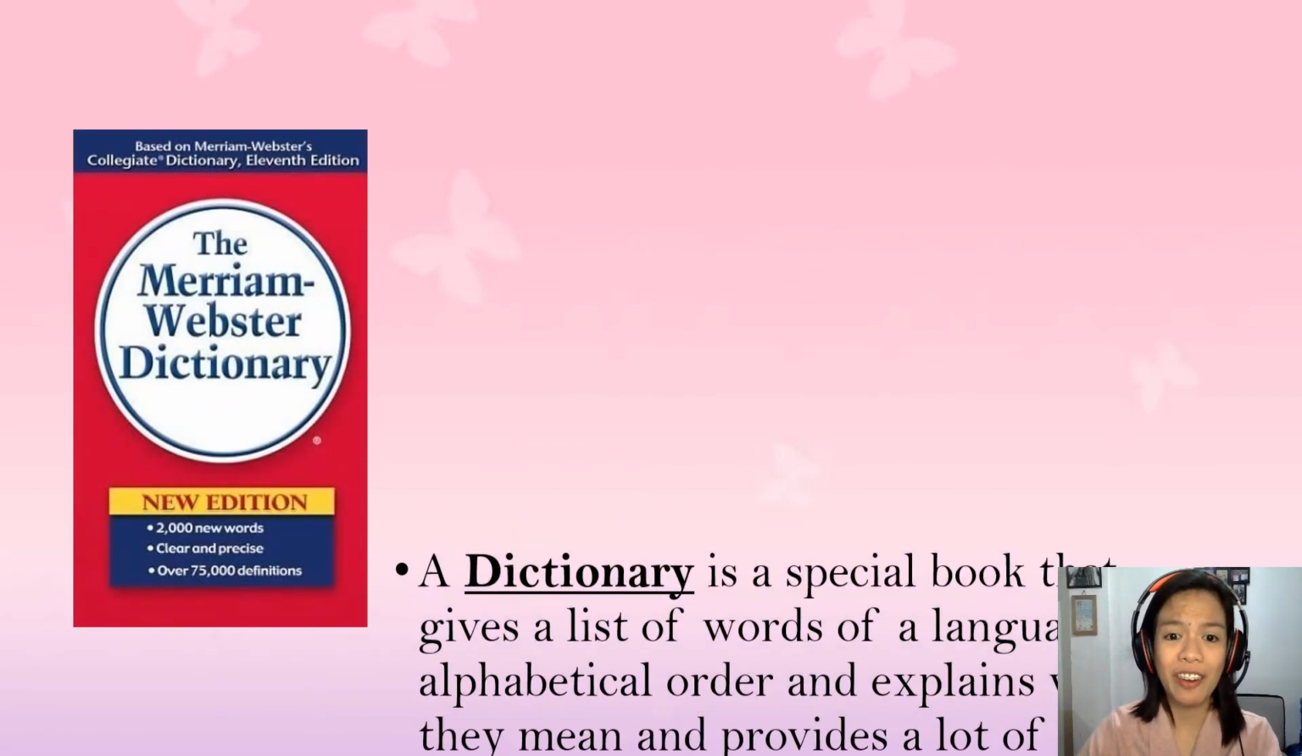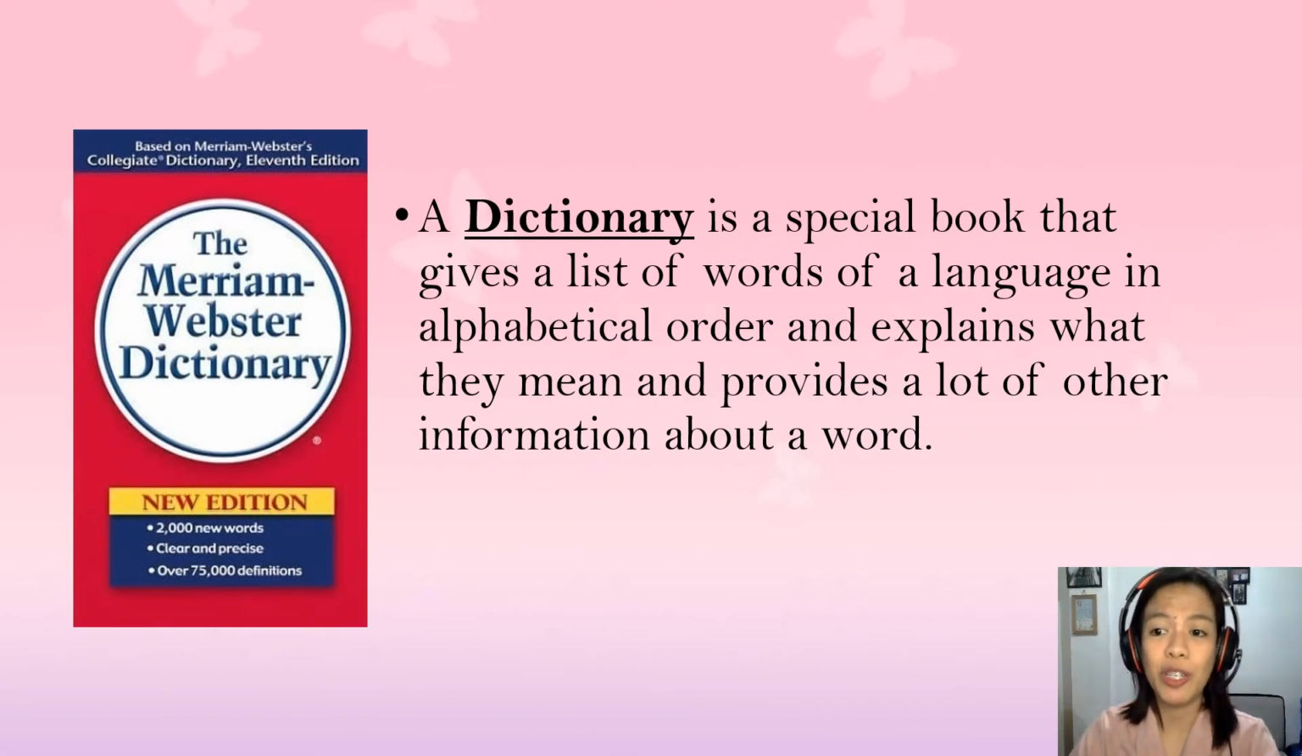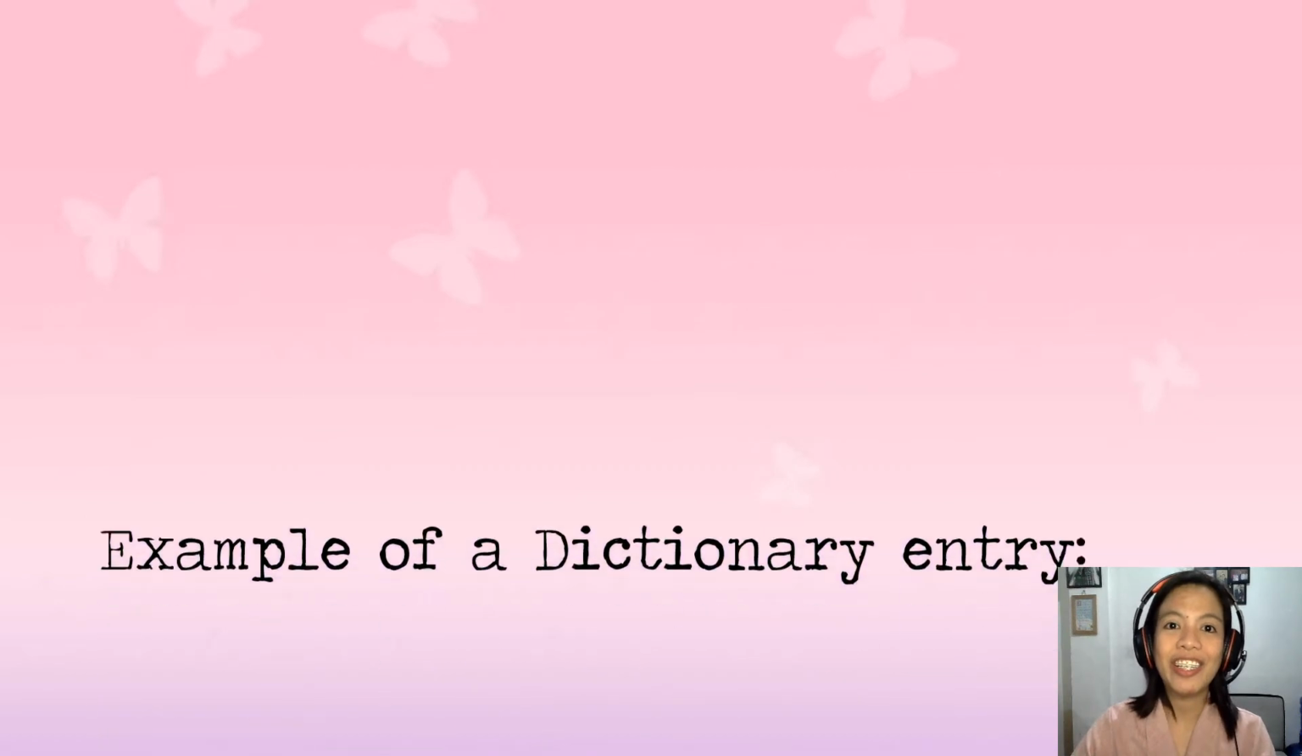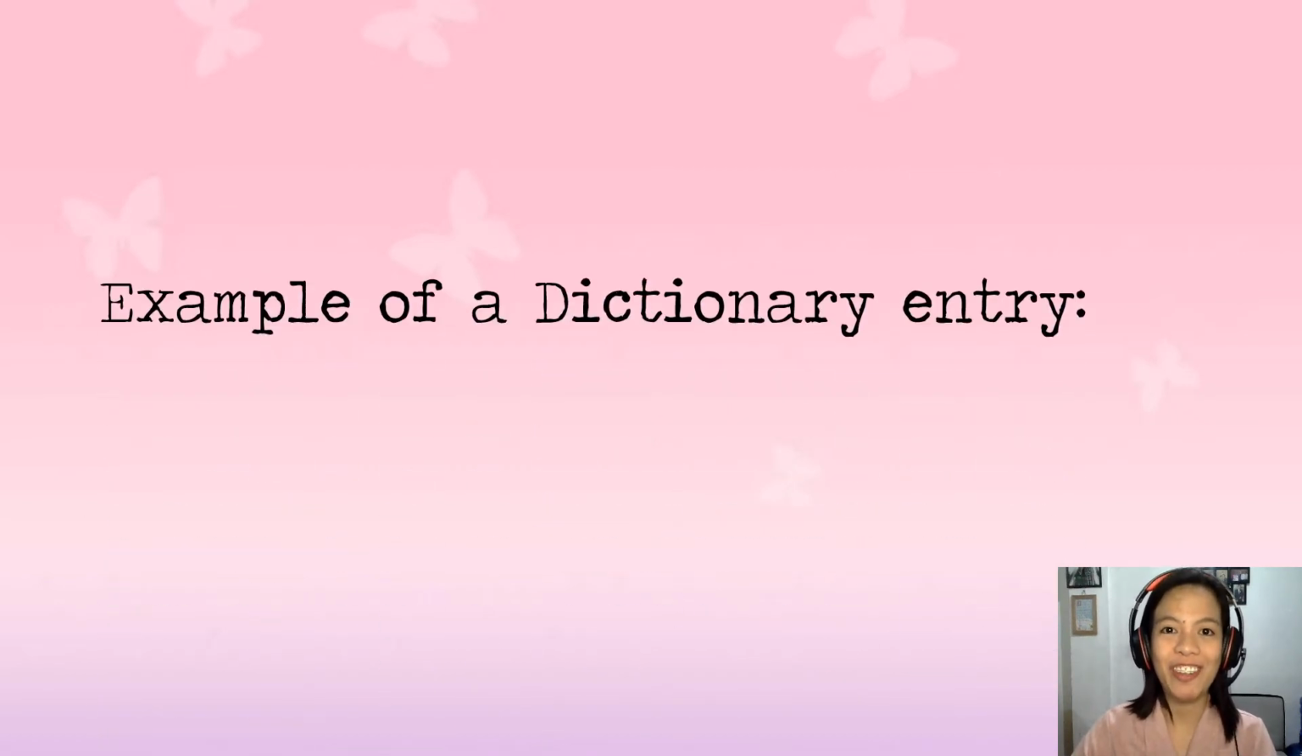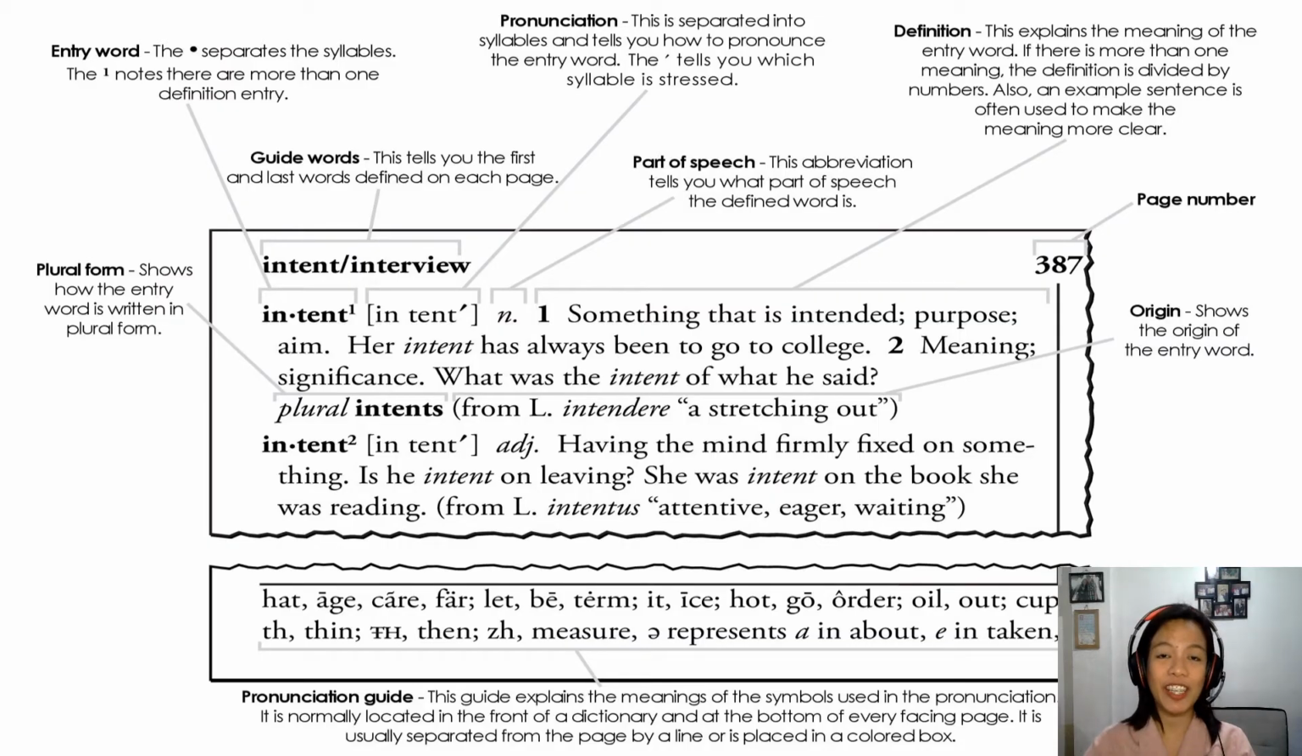What is a dictionary? A dictionary is a special book that gives a list of words of a language in alphabetical order and explains what they mean and provides a lot of other information about the word. Here is an example of a dictionary entry. In this dictionary entry, we have intent and interview as our guide words.